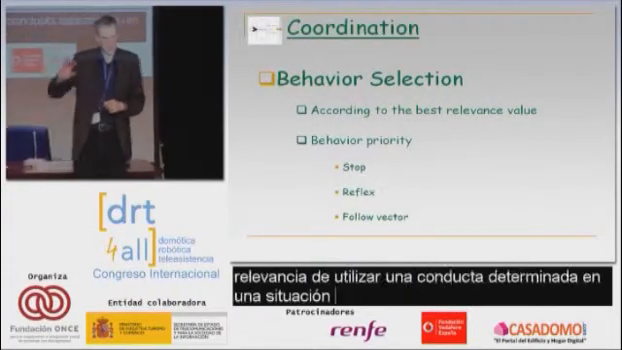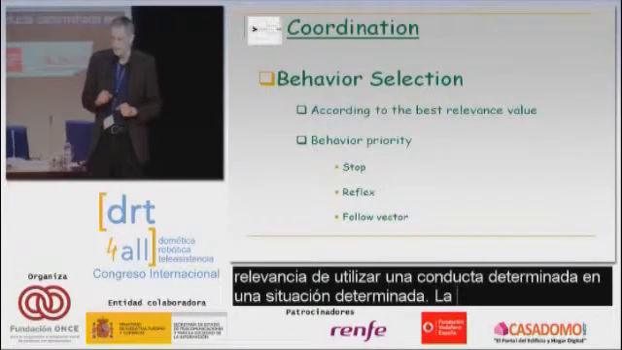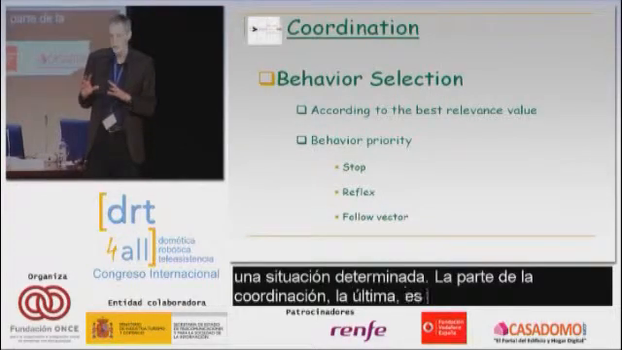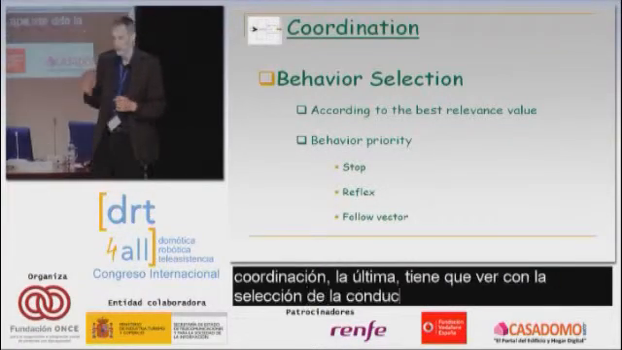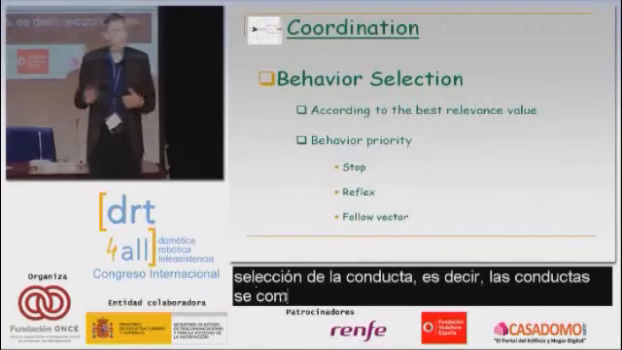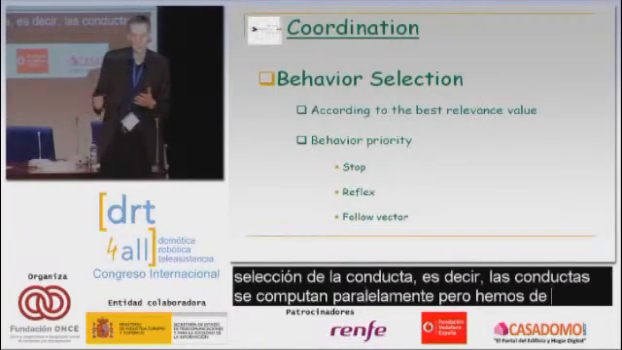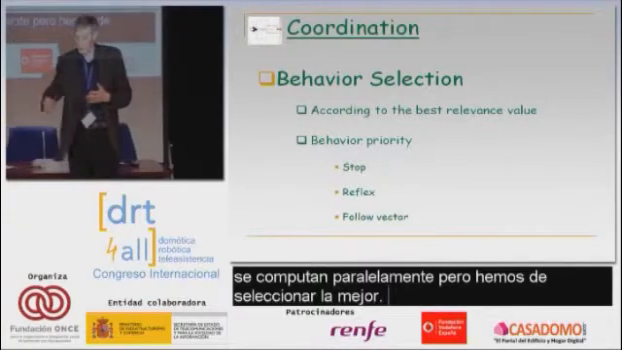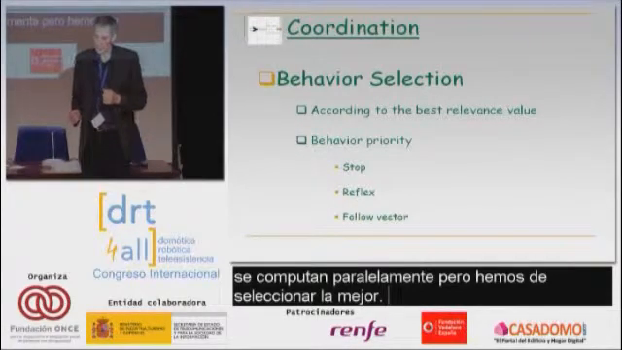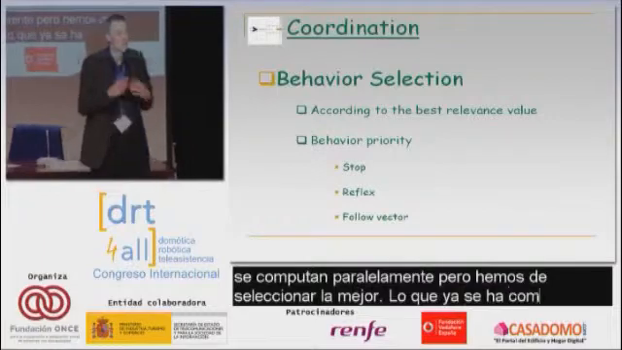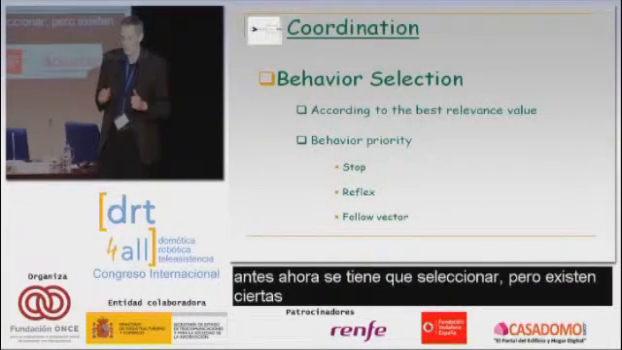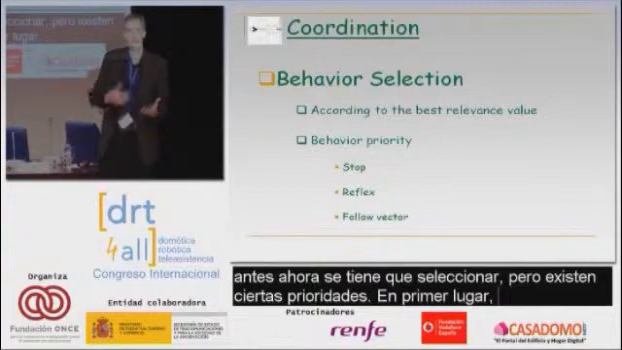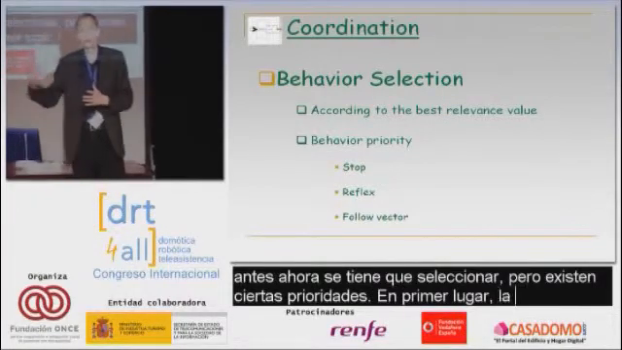And the coordination part, the last part, concerns the selection of the behavior. All behaviors are computed in parallel, but now we must select the best. It's only according to the relevance value, how I have computed in the previous slide. But there are some priorities between these behaviors. First, the stop. The person wants to stop. Second, the reflex behavior to avoid obstacles. And then the follow a vector behavior.